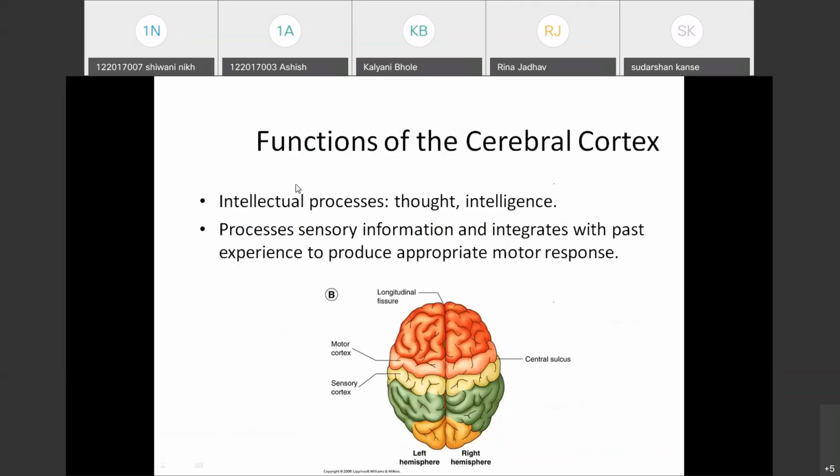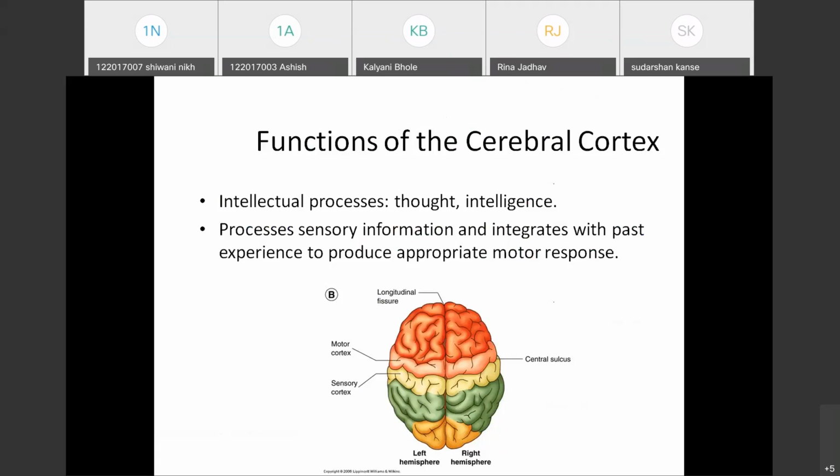So what are the functions of the cerebral cortex? Functions like intellectual processes like thought or intelligence, processes sensory information and integrates with the past experience to produce appropriate motor response. Whatever intelligent things happen, intellectual processes like thinking or some kind of intelligence like calculation and all, all this part is taken care by the cerebral cortex, or these are the functions of the cerebral cortex.